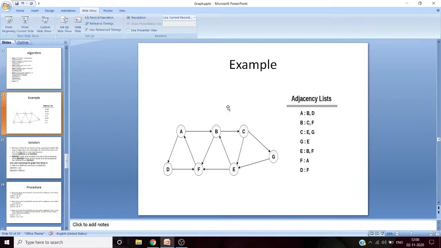This is a graph. First, we will create an adjacency list. For A, there are two neighbors. This is a directed graph, so we will consider the direction also. Neighbors will be considered which have a direct edge. They are only the neighbors, not those we may be able to traverse to.